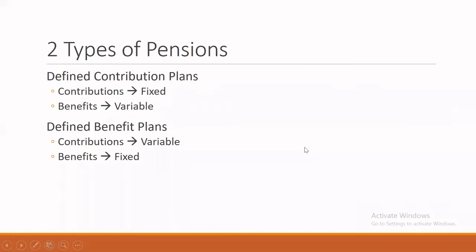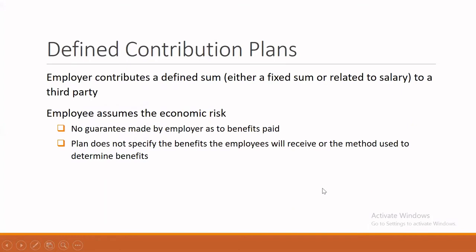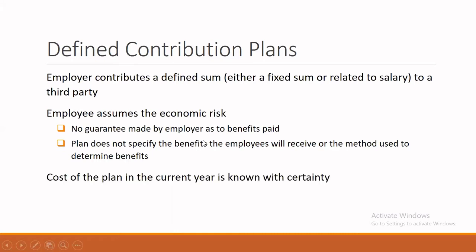All right, so let's go to the next slide. Basically I just explained the defined contribution. So the employer contributes a defined sum, either a fixed amount, like the $60,000, or related to salary, 2% or 6% per year, and they contribute that. The employee assumes the risk, so there's no guarantee of how much money the retired member will get after they no longer work. Like I said, the plan doesn't specify what the employees will receive. Okay, so they'll receive whatever is in that pot at the end.